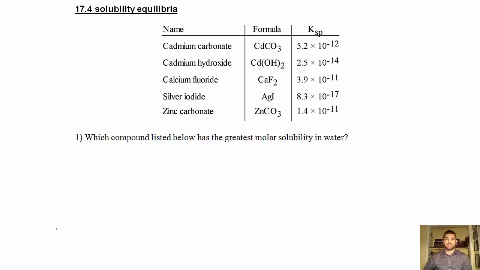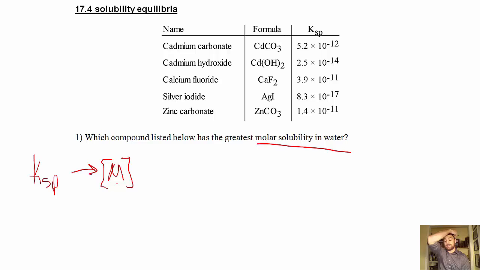Mr. Ron here again, looking at 17.4 solubility equilibria. Alright, so first question is, which compound listed below has the greatest molar solubility in water? So we've got to figure out how we're going to go from Ksp to molar solubility. And it's different for different things. Let's take a look at a couple of examples. Let's look at the first one right away.